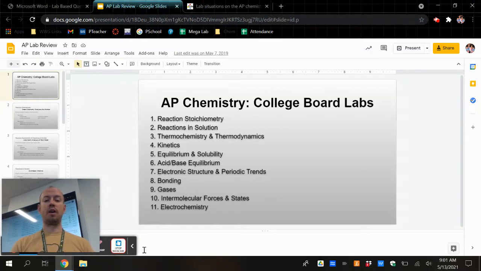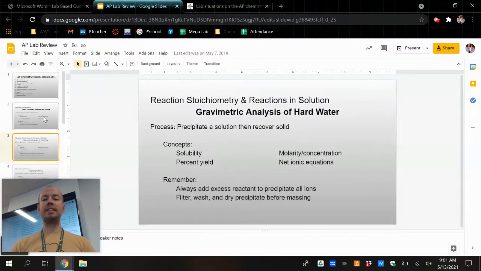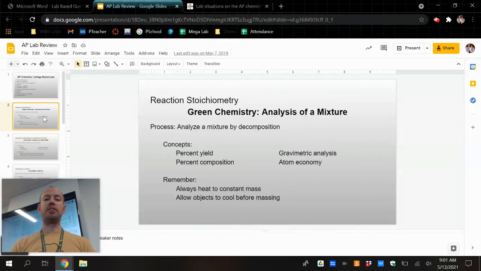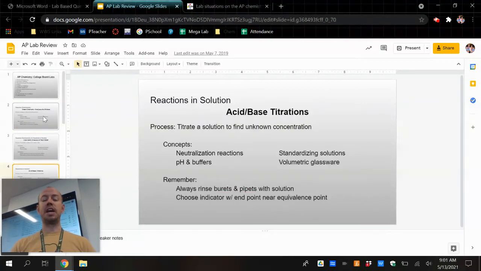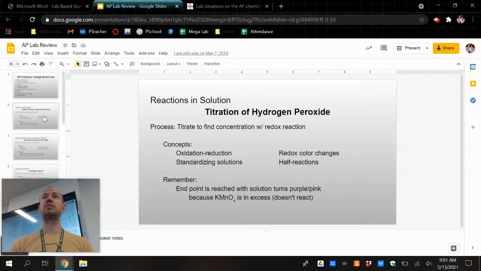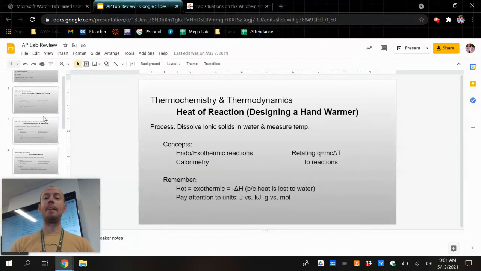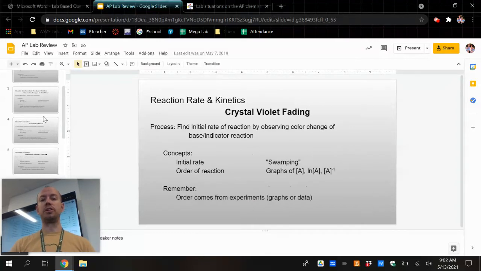To give you a really quick overview, these are the topics we covered more or less in this order, and we did labs related to many different things here. We did one where we were analyzing a mixture, a mix of in-person and virtual. Some precipitation labs, some titrations, the titration with the purple stuff. The reaction where we saw things getting hotter and colder with thermo.